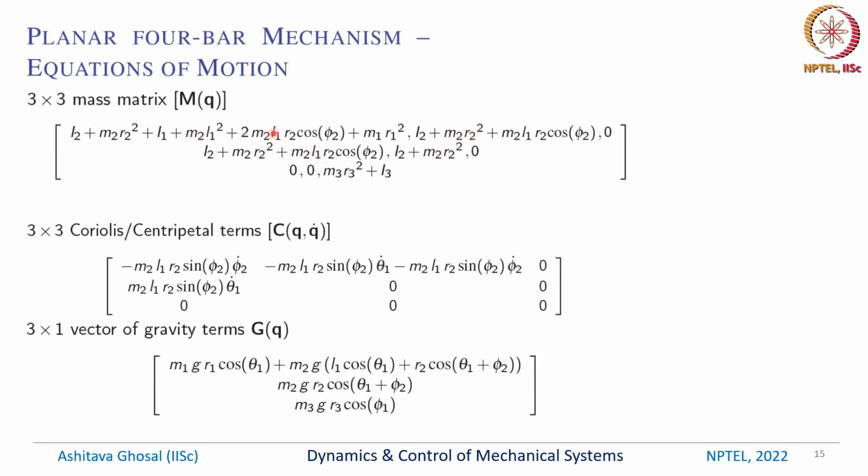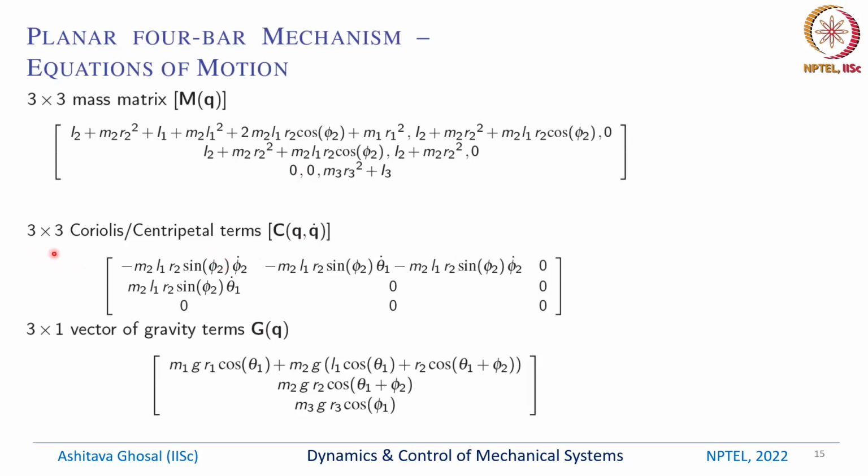These 4 elements are exactly the same as what we obtained for the planar 2R chain. This last element is M3 R3 square plus I3, and the zeros are the effect of the last link which we have broken.